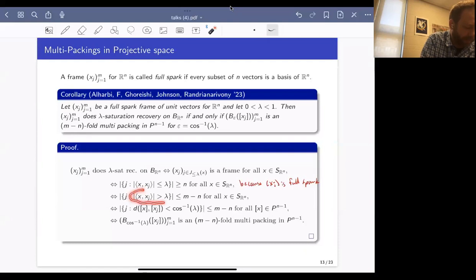And now if the inner product between two vectors is bigger than lambda, the distance in projective space between their span is smaller than arc cosine of lambda. And this is exactly the condition that we have an m minus n fold multi-packing in projective space. So it pretty much just follows immediately.